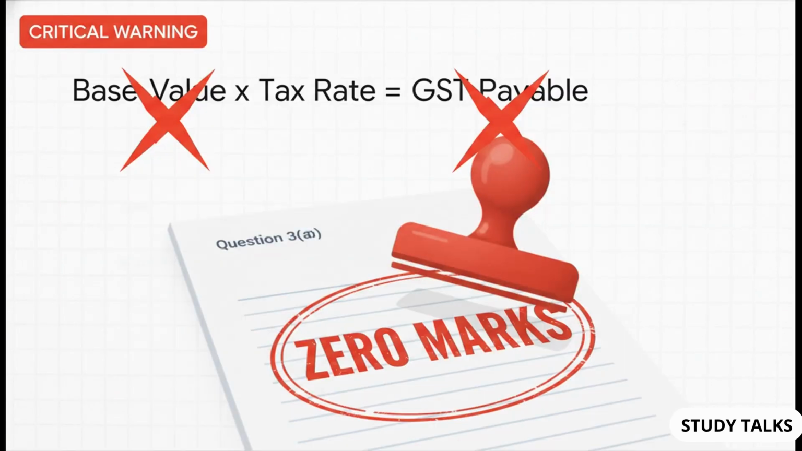And this is the part that should get your attention. If you mess up the value of supply, your entire GST calculation is wrong. Your final answer is wrong. And you know what that means in an exam? 0 marks for the question. It doesn't matter if you got the tax rate right. This is step 1 and you have to nail it.